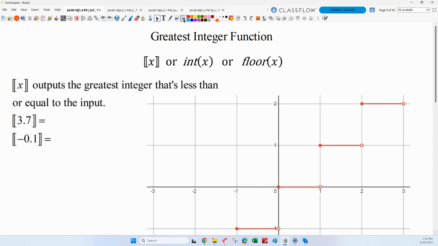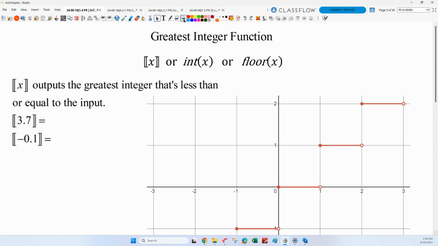All right, so let's look at some interesting functions. When you see something like this, it's called the greatest integer function. Okay, what does that mean? It outputs the greatest integer that's less than or equal to the input. So what would the greatest integer output be if I input 3.7? 3. What if I input negative 0.1? It'd be negative 1, right? Because 0 is not less than negative 0.1. The greatest integer that's less than negative 0.1 would be negative 1.